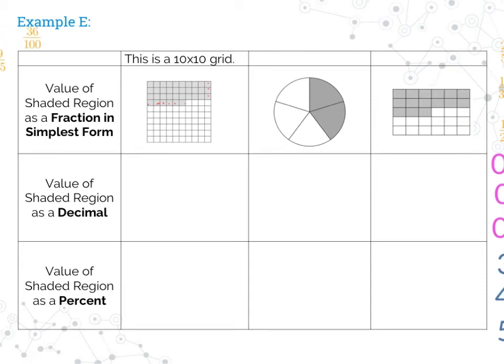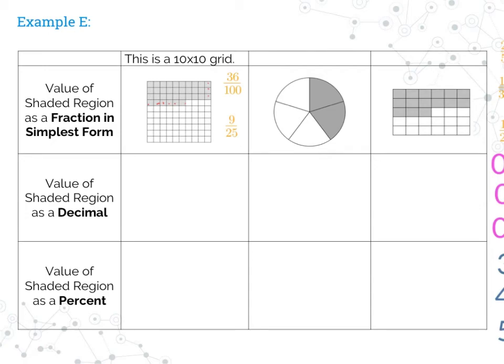So I'm going to bring in my 36 out of 100. Now I know that's not a fraction in simplest form, so I need to reduce it. So I'm going to reduce it to 9/25, dividing both the top and the bottom by 4. And I know now that I have a fraction in simplest form because I divided both the top and the bottom by 4. So we're going to hold on to making that a decimal for one moment, and we're going to go to our next shaded region picture.